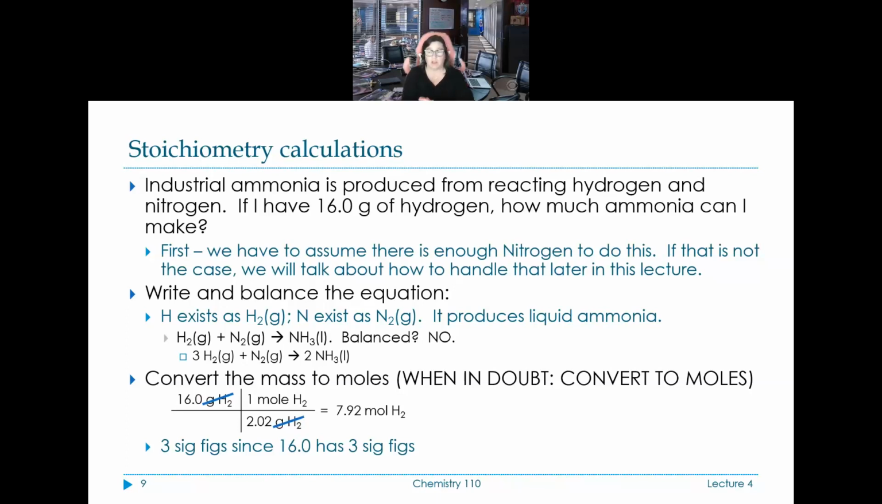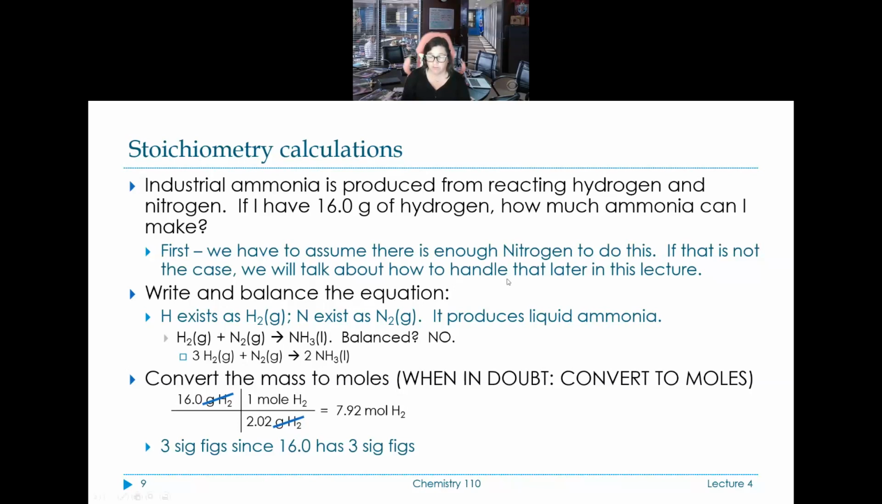So we're going to write and balance the equation. H exists as H2, N exists as N2. That produces liquid ammonia: H2 gas plus N2 gas goes to NH3 liquid. But that's not balanced. I have 2 nitrogens on the reactant side and 1 on the product side. In order to make the same number of hydrogens on both sides, I have 2 on the reactant side and 3 on the product side. Then we're going to multiply to get the lowest common multiple, which is 6. So I have 3H2 plus N2 going to 2NH3.